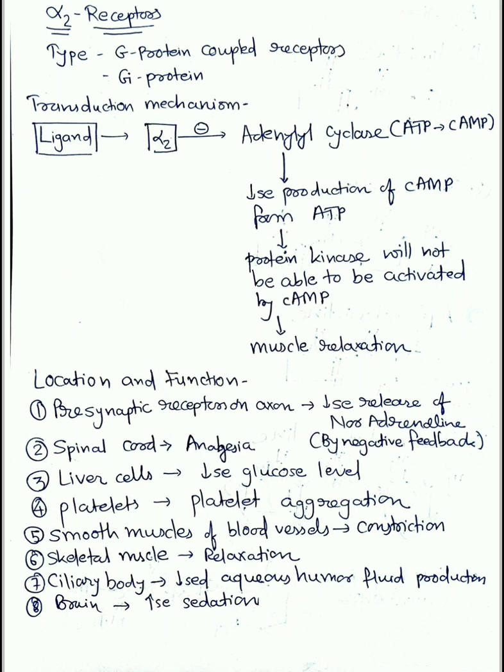Okay, so here for the alpha-2 receptor, the type is G protein coupled receptor, and the type of G protein is Gi, that is inhibitory protein. In alpha-1 it was Gq. Now it is Gi, so obviously the transduction mechanism will also be different from that of the alpha-1 receptor.